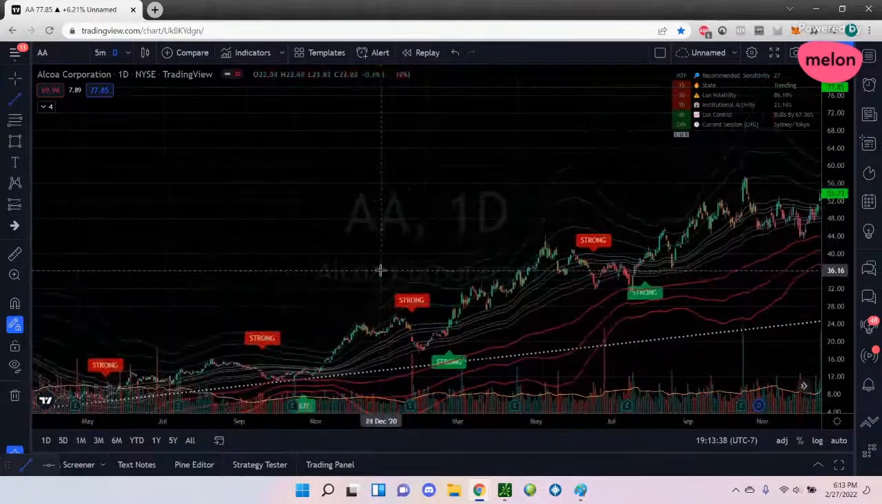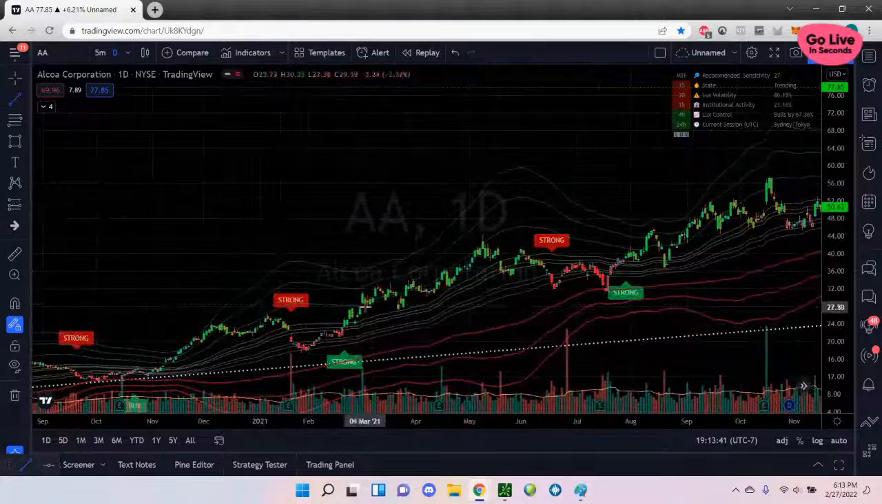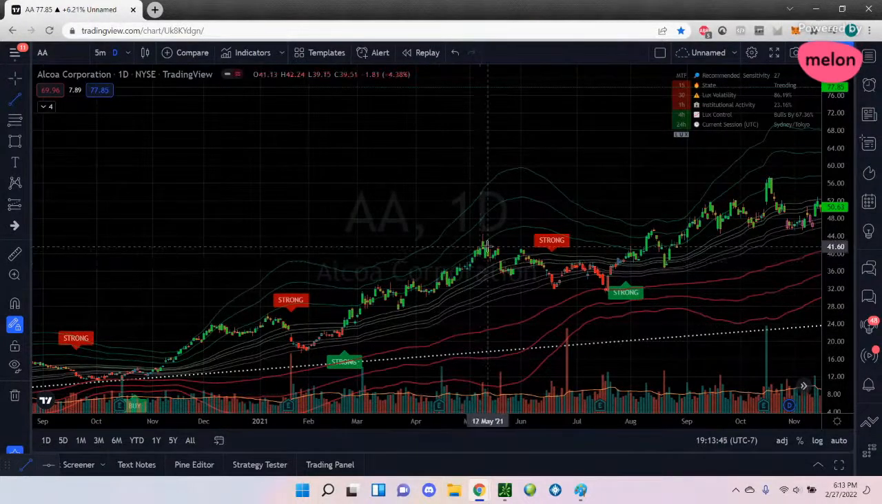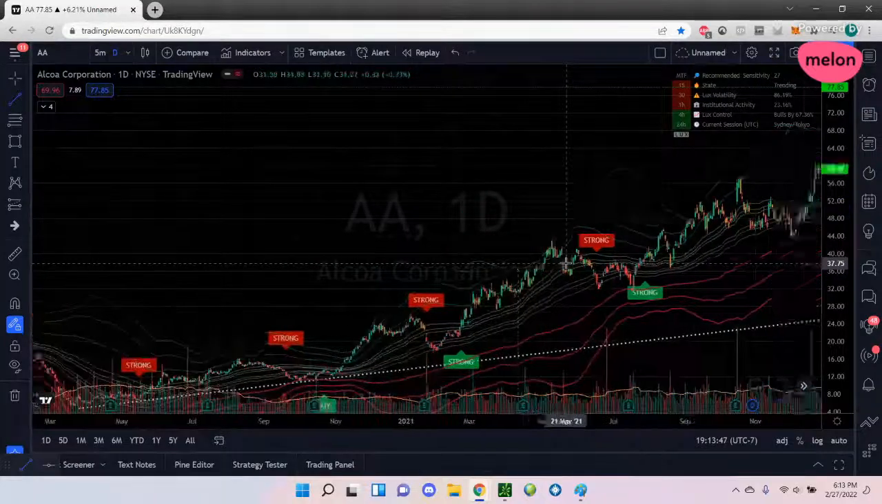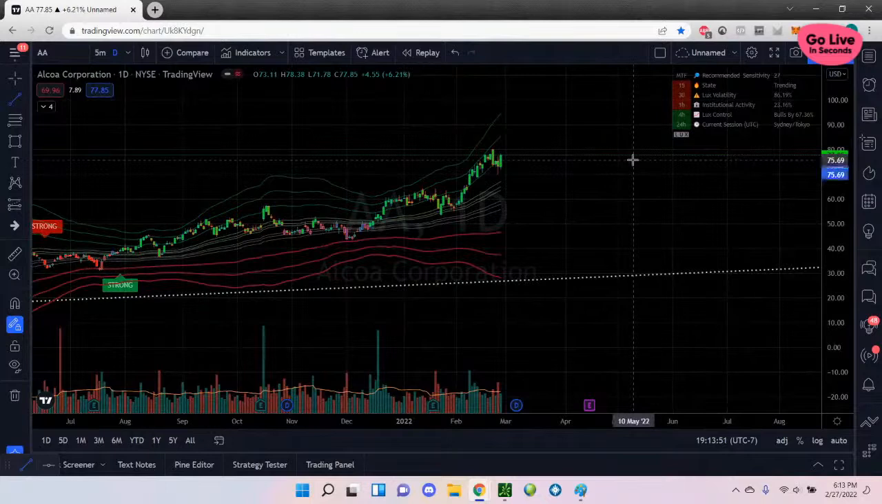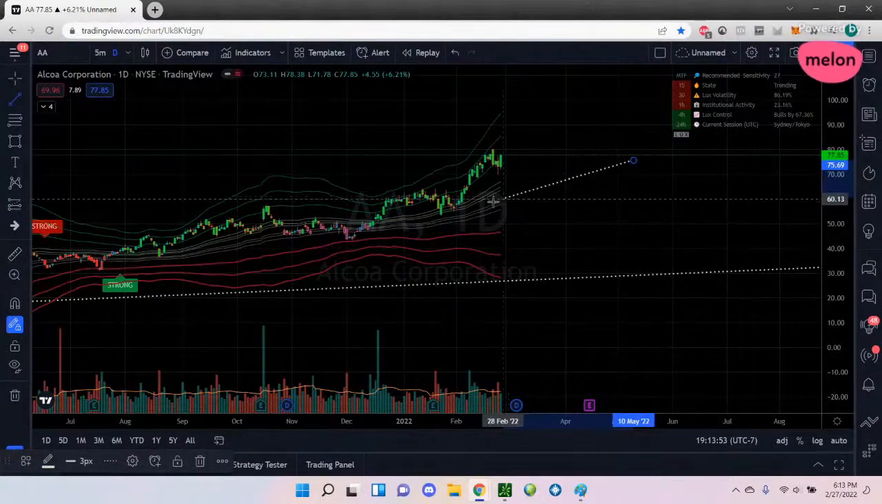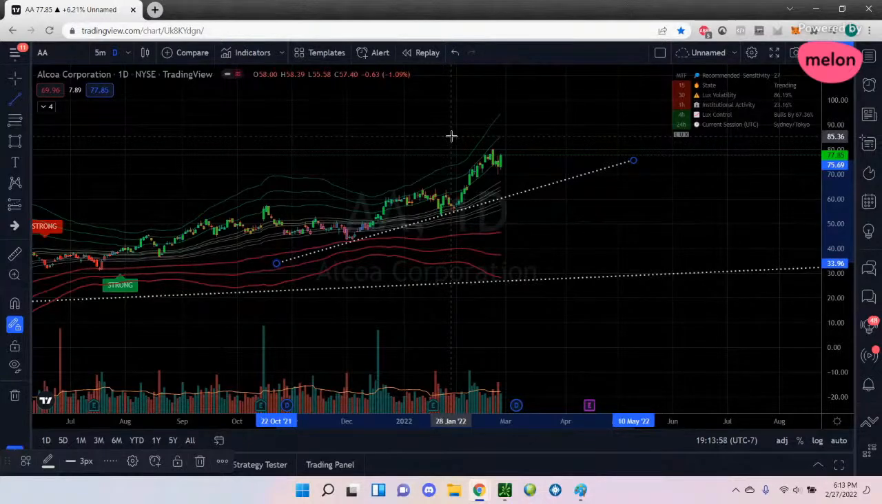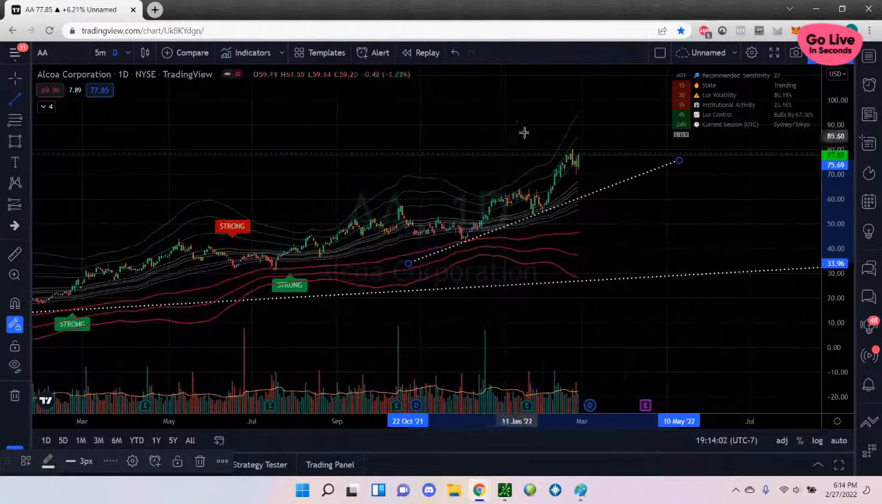Even let's see where else. Right here, move upwards. Did it again. Did it again here. Moved upwards. Did it again. Moved downwards. I think this time it's going to move downwards here. It is very high up, especially when I looked at it on the weekly there. But again, I don't know much about this stock or if they have any news coming out or anything like that. So this is purely just based off technicals and what I just saw.